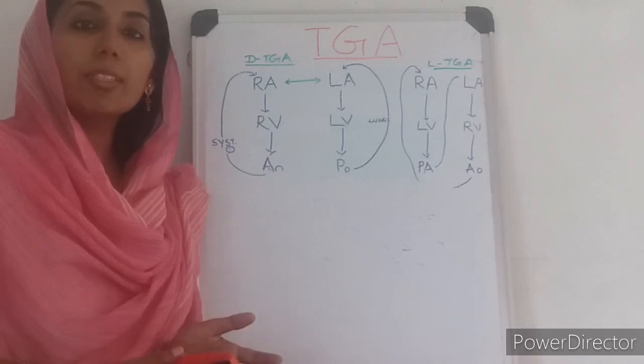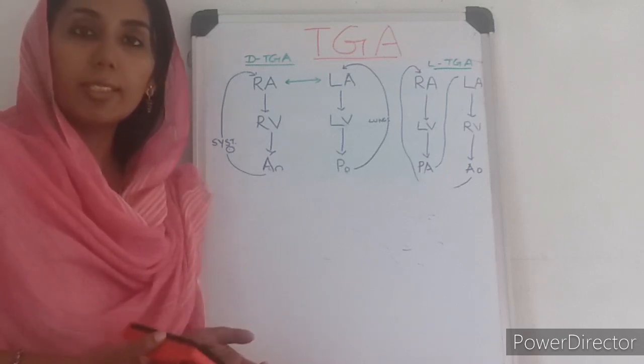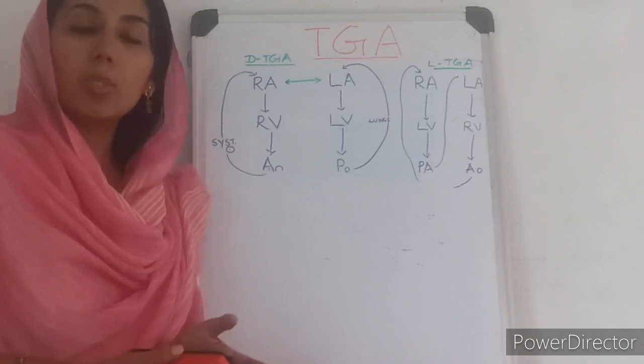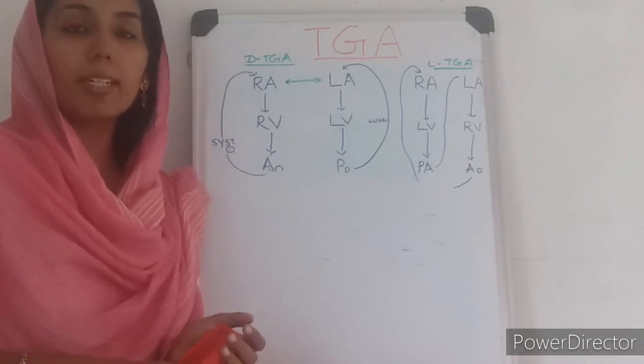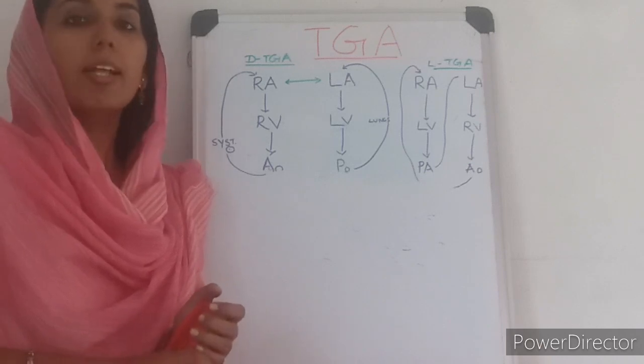So what are the clinical features? We will see cyanosis, we will see tachypnea, features suggestive of congestive cardiac failure. S1 will be normal, S2 will be single. There may be a very insignificant ejection systolic murmur in such cases.